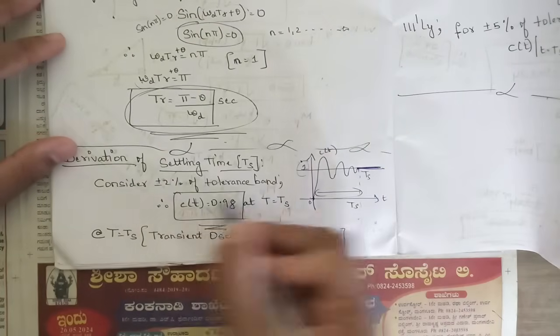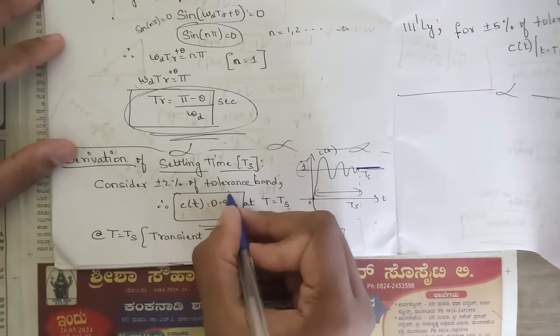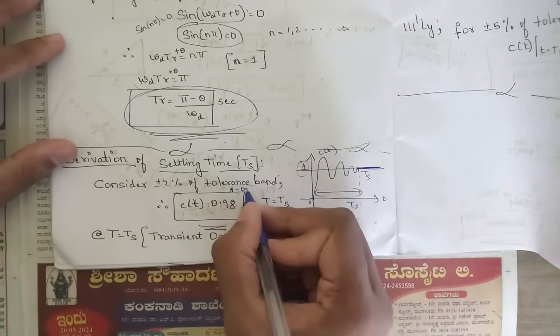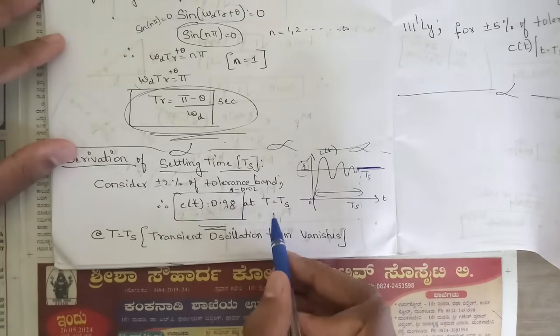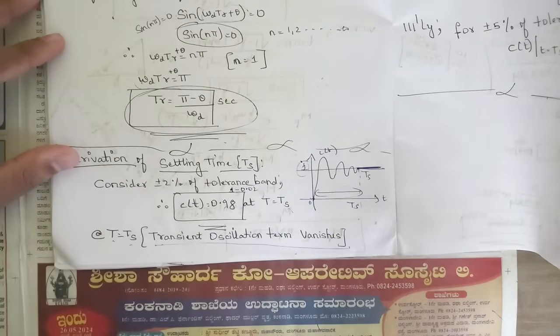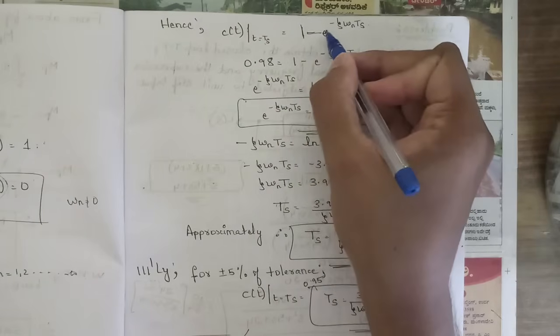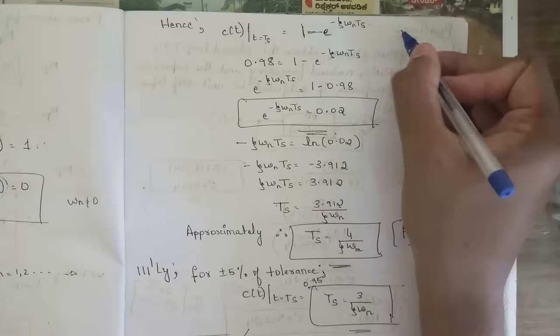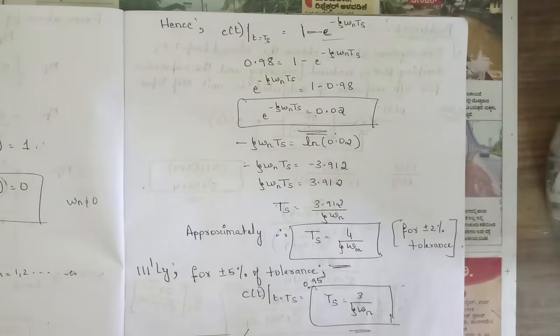So C of t is equal to 1 in general, but we are taking a tolerance band of plus or minus 2%, so we take 1 minus 0.02, that is 0.98. So our value is C of t equal to 0.98 at t equal to ts. But at t equal to ts, the transient oscillation term vanishes, that is the term which carries the natural frequency omega n. So our final response, C of t at t equal to ts, is 1 minus e to the power minus zeta omega n ts divided by square root of 1 minus zeta square, times sine of omega d t plus theta, and that transient oscillation term vanishes.